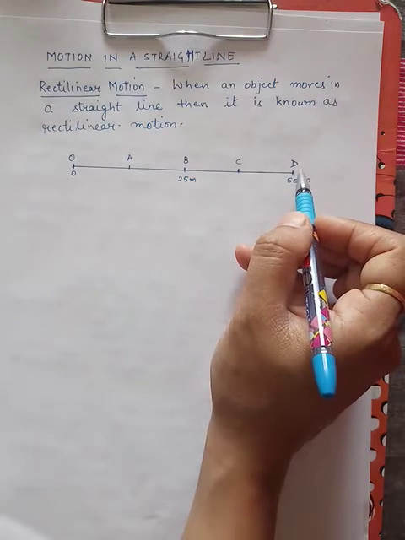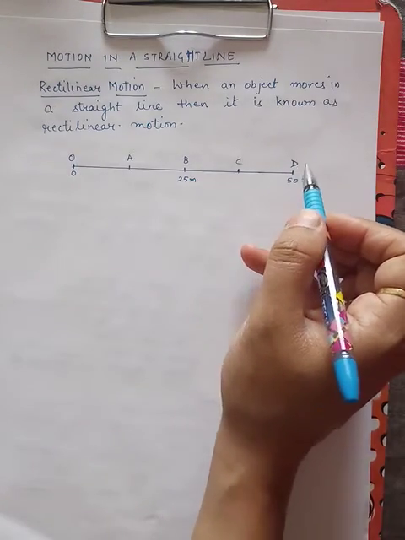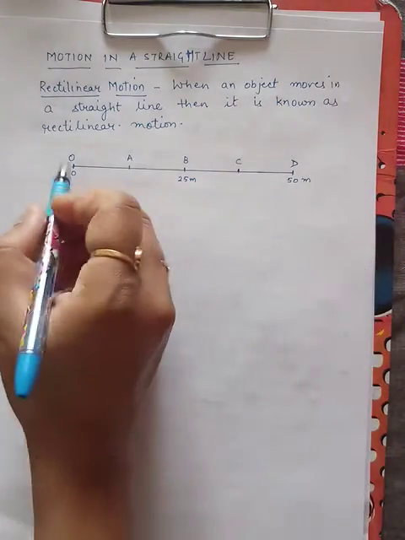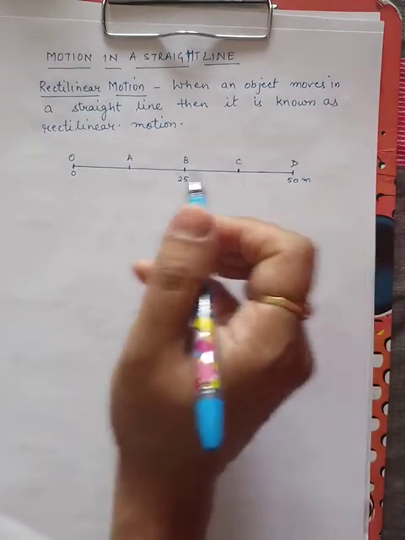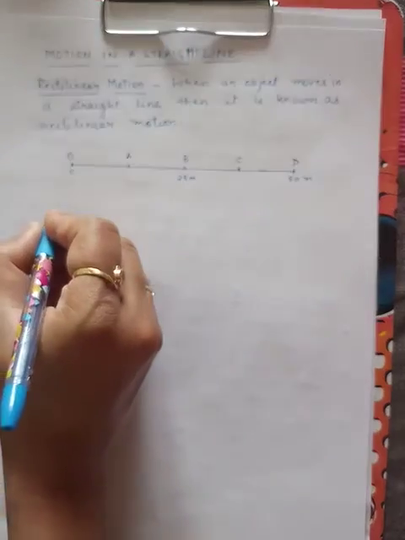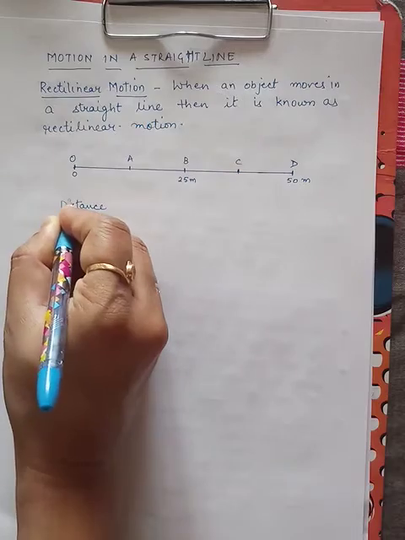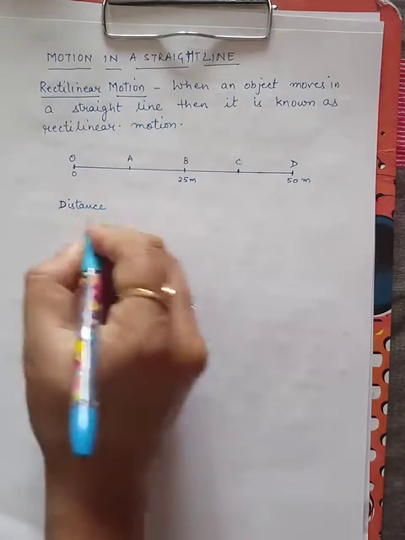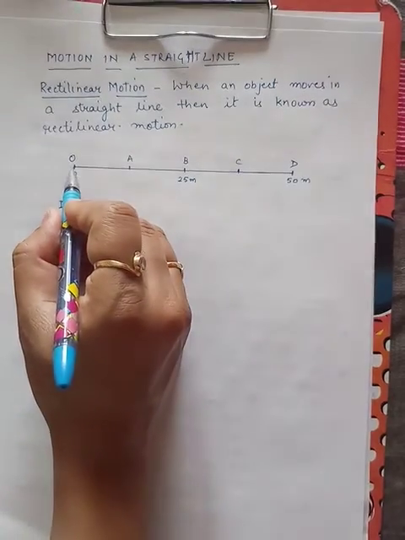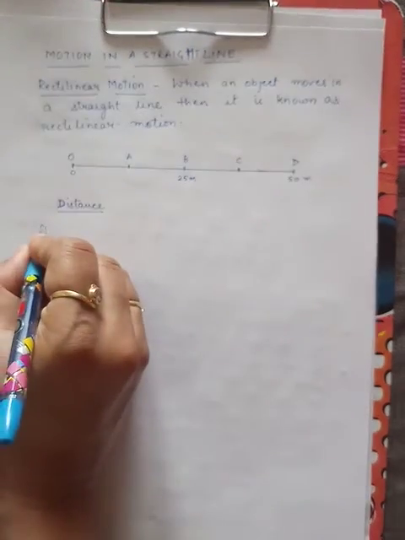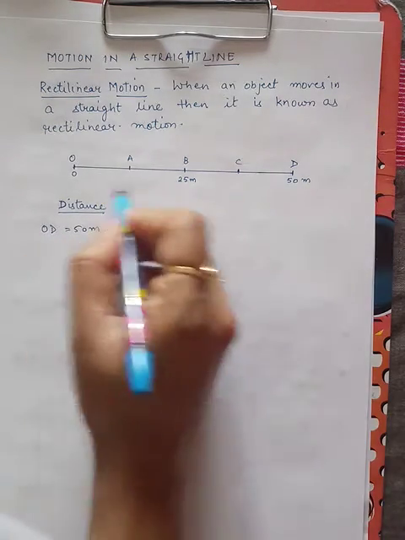Then what is the distance covered if it goes till D? That you will say. Let's say the distance covered is 50 meters. So what is that? The distance, I'm writing over here, distance. All of you know what is the distance, right? Concept of distance and displacement can be understood with the help of this. The distance covered from O to D is, I will write 50 meter, right?